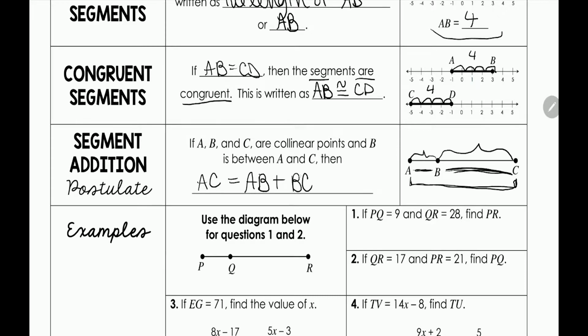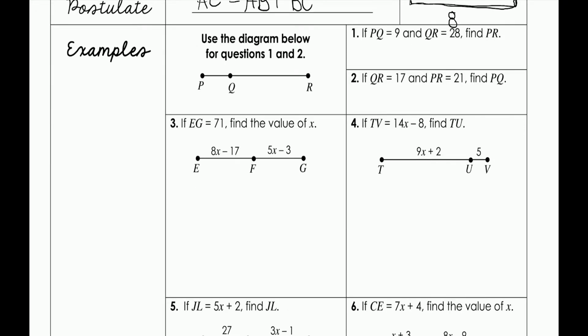And again, we don't put the lines over top of them because we're talking about their lengths, not just the segments. So for instance, if this little part from A to B was 2 inches and the part from B to C was 6 inches, then the entire thing from A to C would be 8, because you'd be able to add them together. So now we can look at some examples.